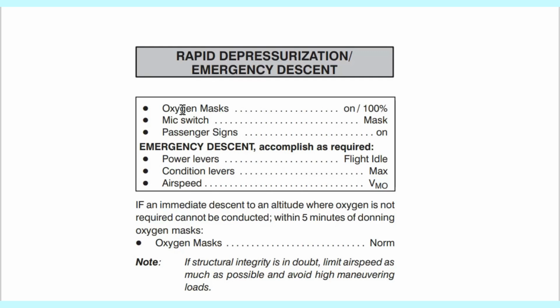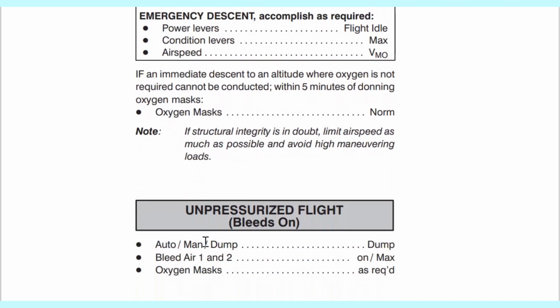Okay, and then this is just about reading. So what I'll do, if there's anything that I've got to emphasize on reading, I will read that, but otherwise it's very basic. Okay, here's an unpressurized flight, bleeds on. When a checklist or QRH item dictates that you've got to go unpressurized, then you go to this one here and you just do these three items. Nothing big there.